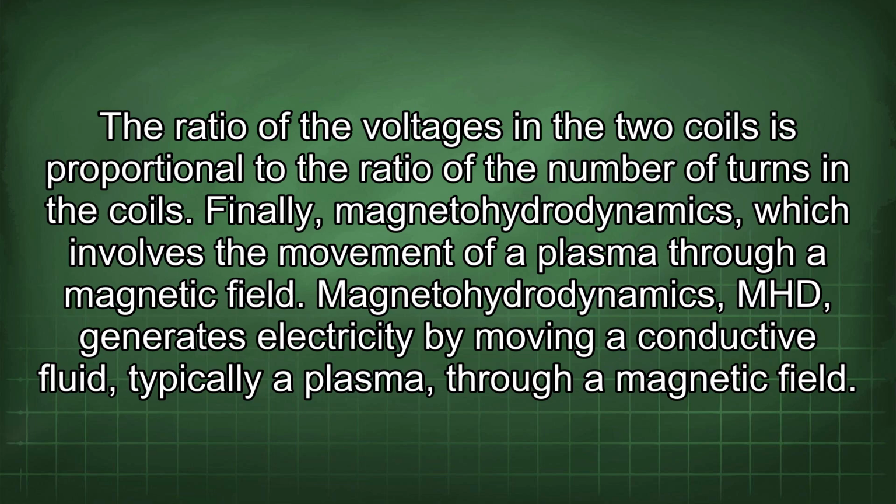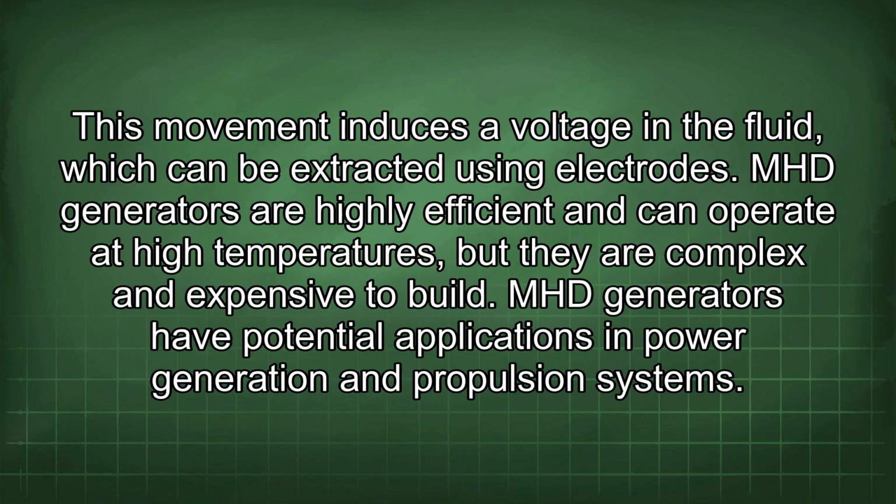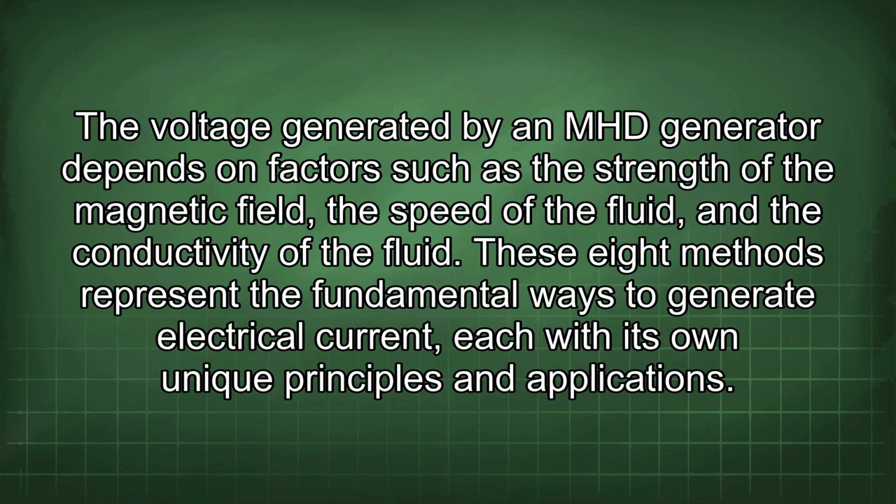Finally, magnetohydrodynamics, which involves the movement of a plasma through a magnetic field. Magnetohydrodynamics, MHD, generates electricity by moving a conductive fluid, typically a plasma, through a magnetic field. This movement induces a voltage in the fluid, which can be extracted using electrodes. MHD generators are highly efficient and can operate at high temperatures, but they are complex and expensive to build. MHD generators have potential applications in power generation and propulsion systems. The voltage generated by an MHD generator depends on factors such as the strength of the magnetic field, the speed of the fluid, and the conductivity of the fluid.